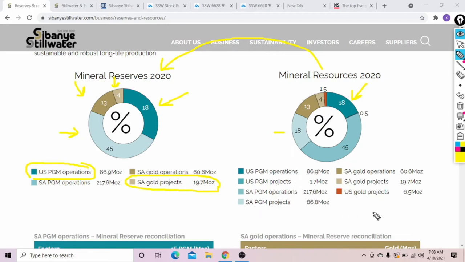And then if you go to gold operation, you can see that the gold operation in terms of the resources is 13%, still the same as reserves. And then the gold project is indicated by that. And then the US gold project there is 1.5%. So they still have resources in almost the same proportion as the mineral reserves. As long as we have these resources, there's still potential for them to be converted here, and then these blocks of ground are ready to be mined. And there is a huge probability for the assets of Sibanye increasing.